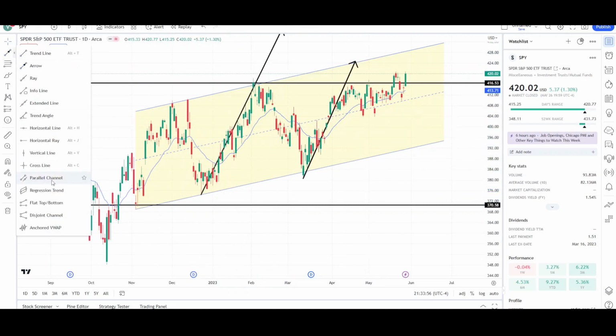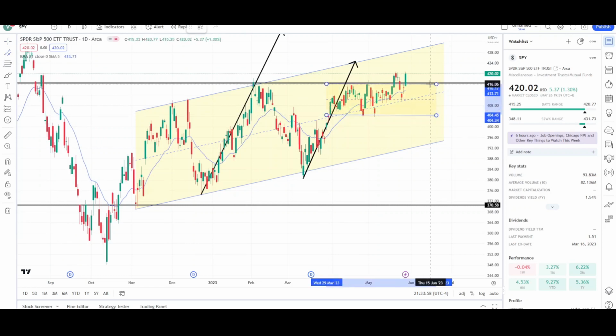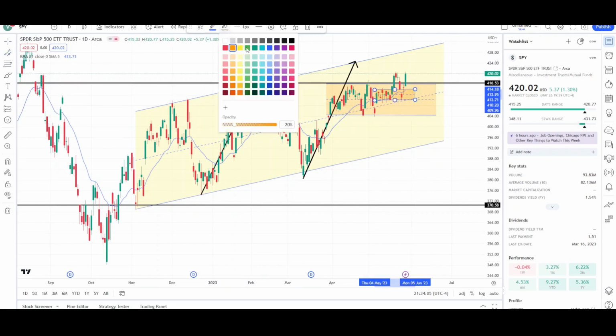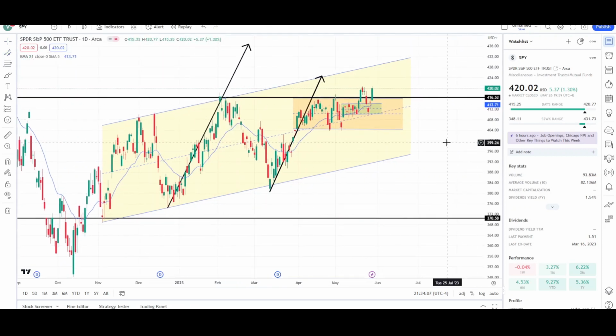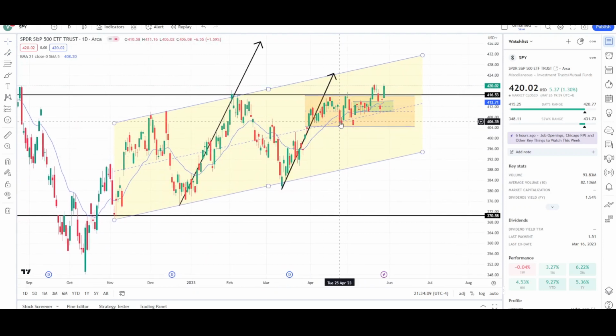And then we just broke out of this ranging pattern. So let's put this range on here too, and then just a little smaller one. Okay, so here are the drawings for the chart to illustrate the price action.